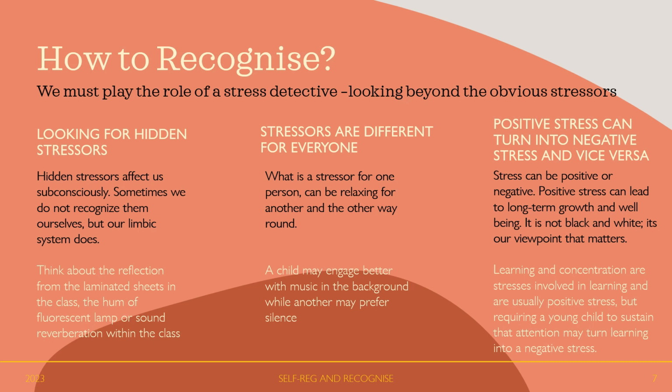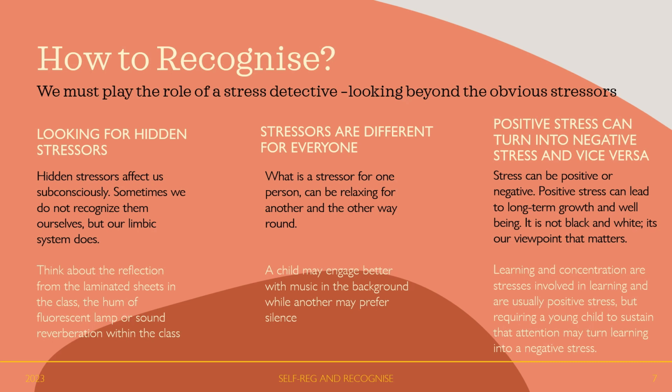These hidden stresses affect us subconsciously, and it requires the expenditure of energy. This expenditure of energy is something that is not easy for us to see, and it is not easy for our prefrontal cortex to immediately recognize. Some examples might be the hum of the air conditioning within the classroom, the reverberation within the class, the reflection of laminated class notices on the notice boards. As we become better stress detectives, it gets easier to identify them.